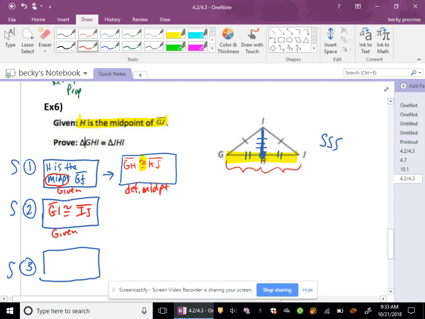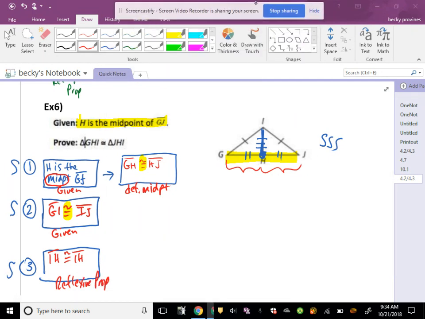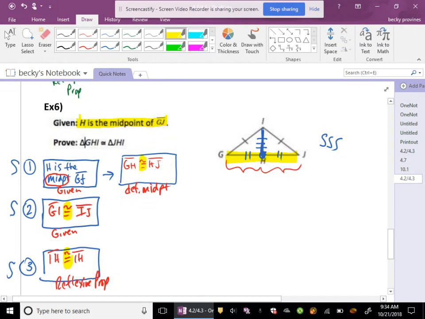Now, am I finished with this step? I am, because there's a congruency symbol. I get to move on to my last step, which is my reflexive side. IH is congruent to IH, and this is reflexive property. And I'm finished. I have 3 congruency symbols.